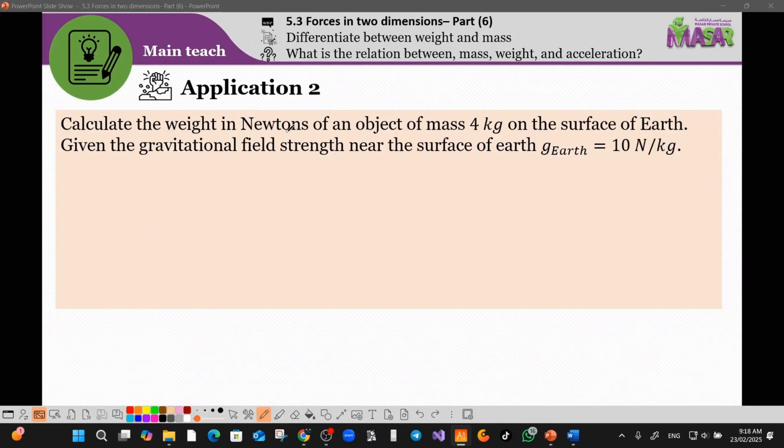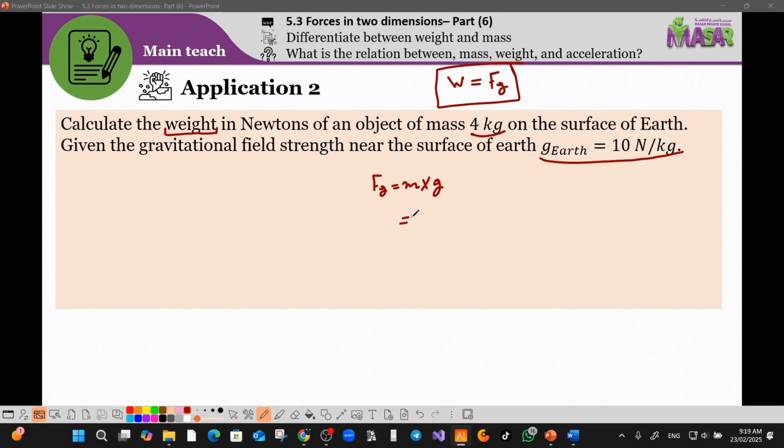Application 2. Calculate the weight in newtons of an object of mass 4 kg on the surface of Earth, given the gravitational field strength near the Earth's surface is given by this value. So the g here is measured in newton per kilogram instead of meter per second squared, and we know that the two units are equivalent. Now we have information about the mass, we have information about the g, and they want us to find the weight, knowing that the weight is equivalent to the force of gravity. So the force of gravity, the pull of gravity, and the weight all refer to the same meaning, Fg. So we need to find the Fg now.